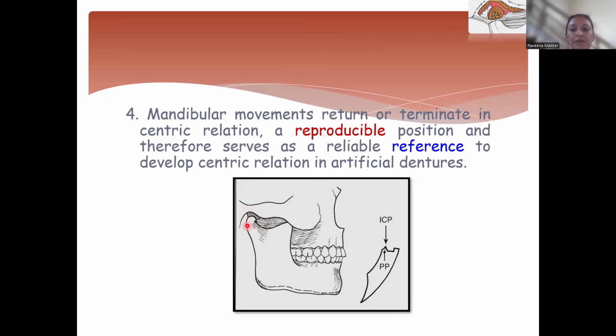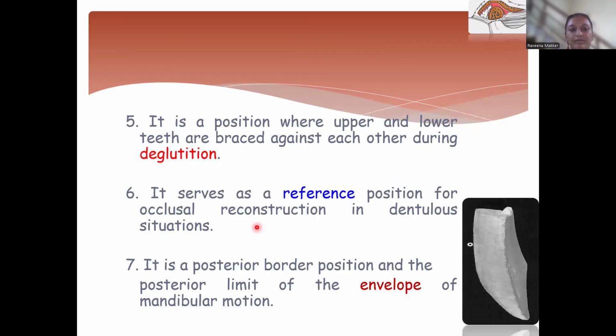Since the movements of the mandible start and terminate in the centric relation position, it is the home position basically. Therefore, it is reproducible, and therefore it also serves as a reliable reference to develop centric relation in artificial dentures. And it is a position where the upper and lower teeth are braced against each other during deglutition. Now, it serves as a reference position for occlusal reconstruction in dentulous situations.